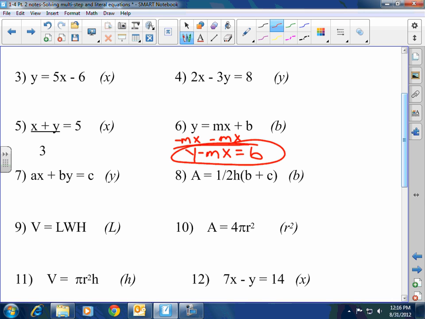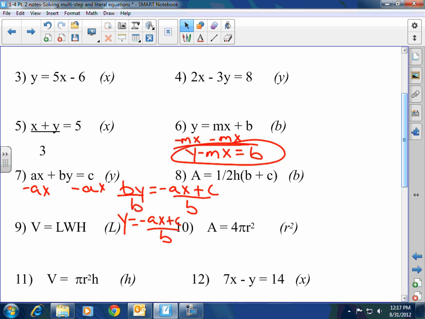For number 7, ax plus by equals c, I want to solve for y. Cool. Subtract ax to both sides. So I've got by equals negative ax plus c. I want to solve for y, so I divide by b. And y equals negative ax plus c over b. Okay. Hope that's making sense.